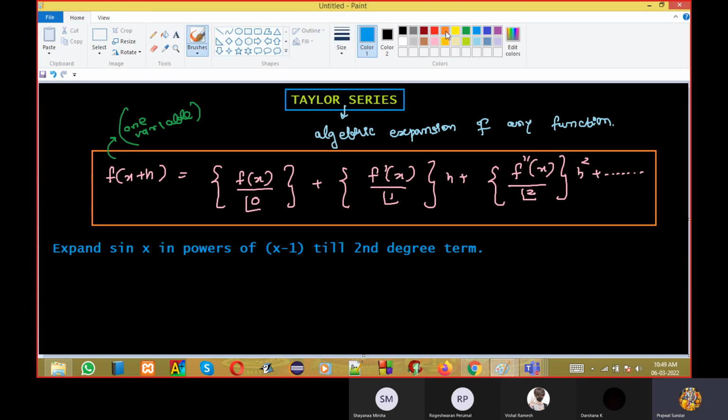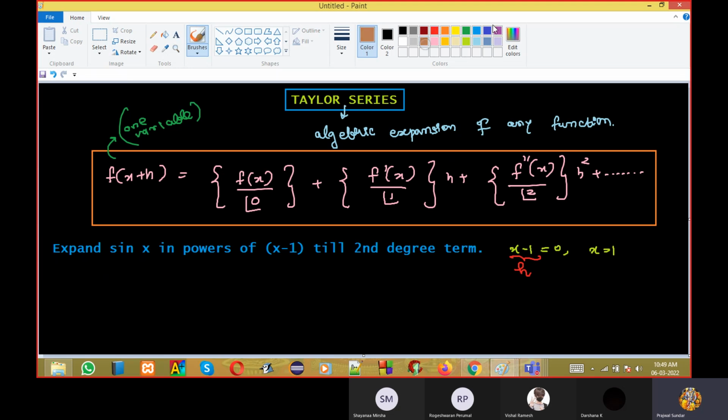Do this carefully. How to do this expansion? What I have to do is, you first equate x minus 1 to 0, so x equals 1. This is your x value, and this you are keeping as h. Is it clear? This you are keeping as h.